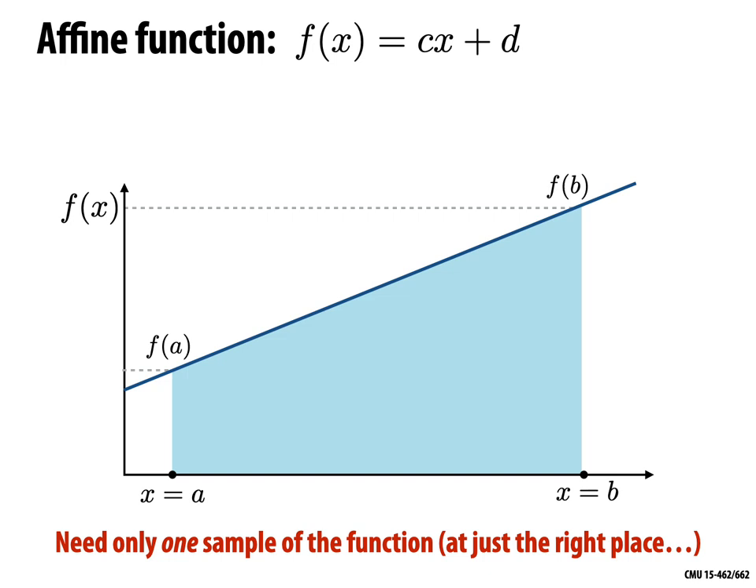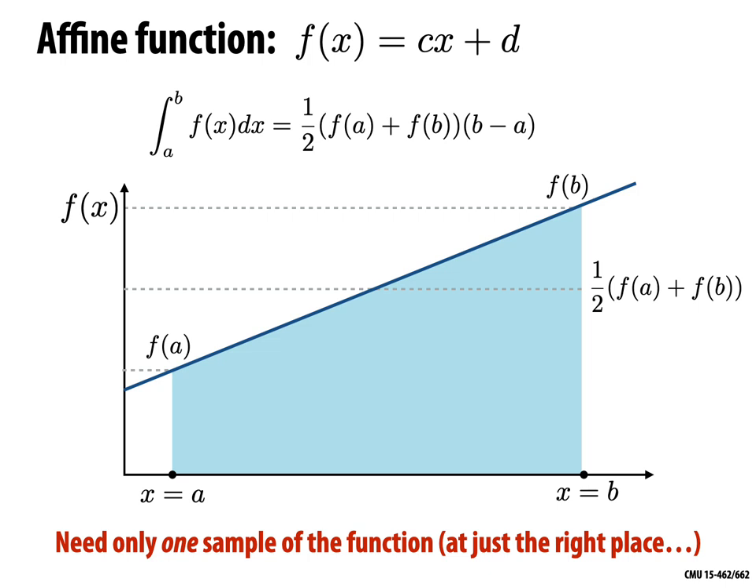Why is that true? Well, we can think again about this story of the average value times the size of the domain. For an affine function, the average value is always going to be the value that the function takes halfway between the two endpoints. So the average value of f between a and b is just 1 half f of a plus f of b, which means our integral is equal to 1 half f of a plus f of b times b minus a.